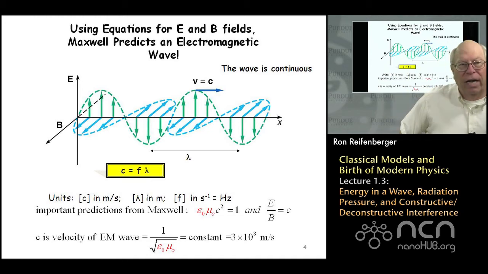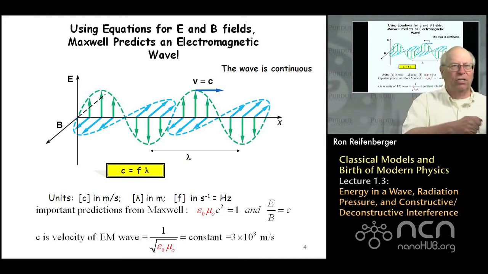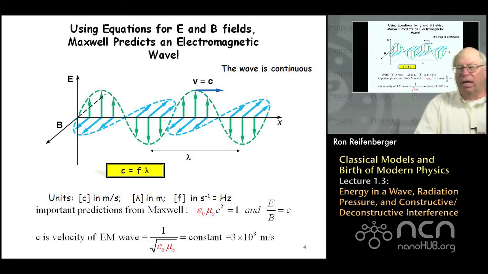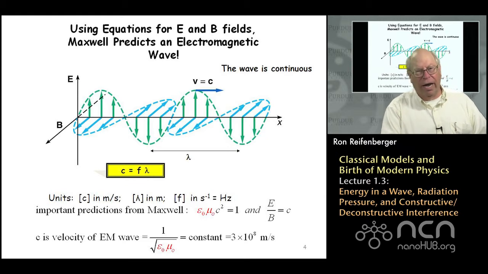What Maxwell was able to show was that if you take these 4 equations and you manipulate them, you can get 2 equations, one equation for the electric field, another equation for the magnetic field. And these 2 derived equations have the same form as the wave equation that we discussed in the prior lecture. And this led Maxwell to hypothesize that there could be something called an electromagnetic wave.